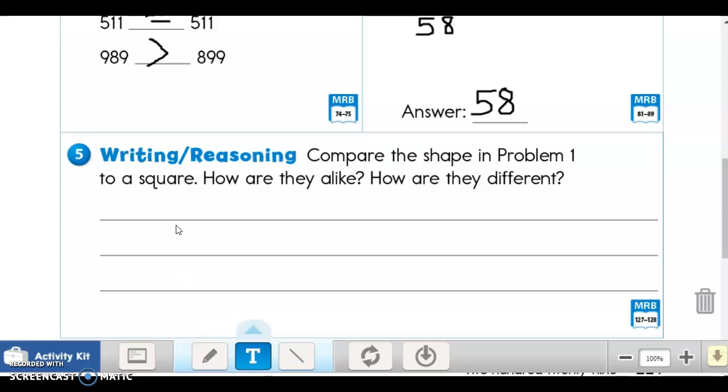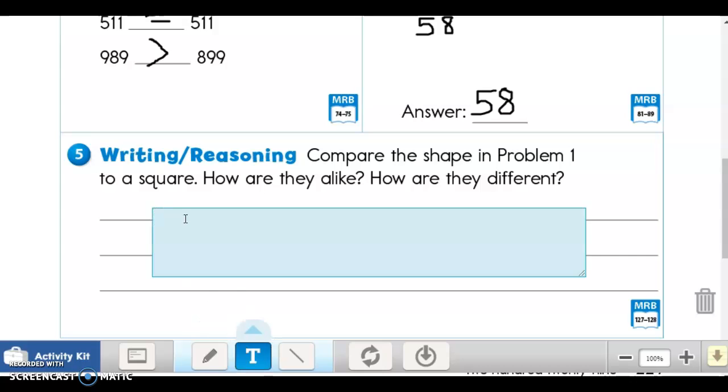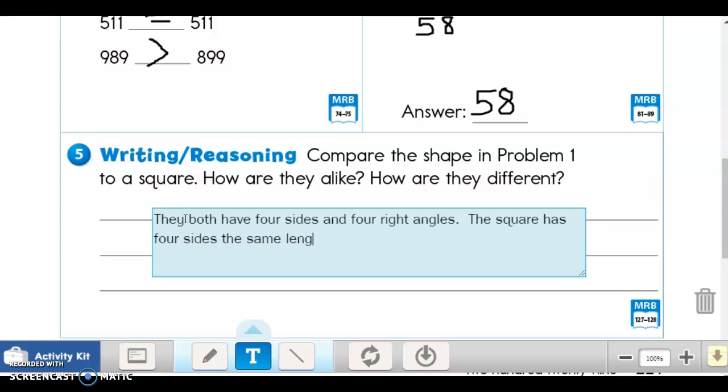I'm going to grab my text here and I can type it out for you. They both have 4 sides. And we could even say, and 4 right angles. They have both of those things. The square has 4 sides the same length. The rectangle has 2 sides which are longer.